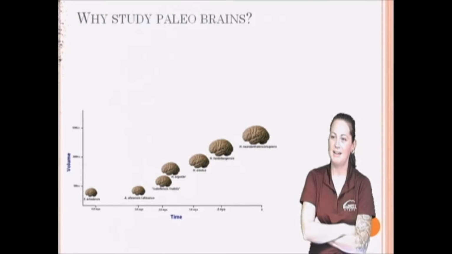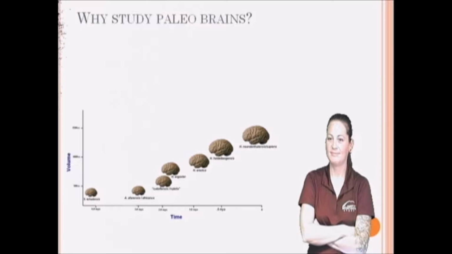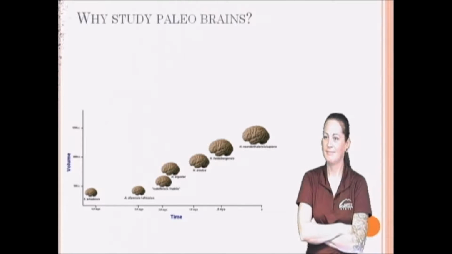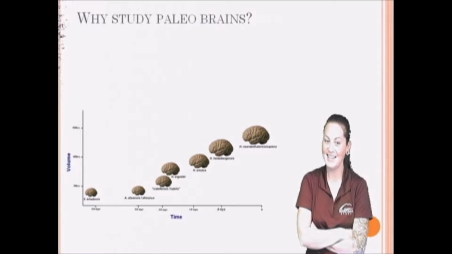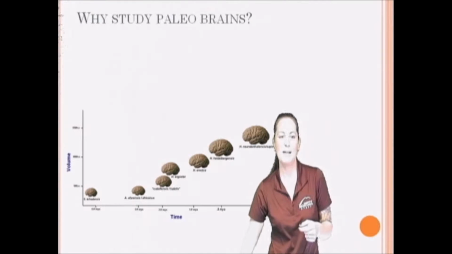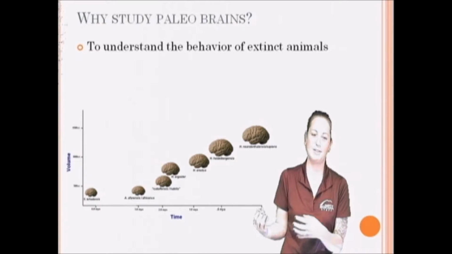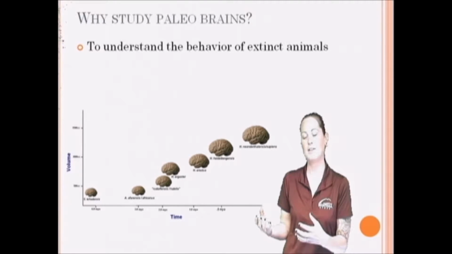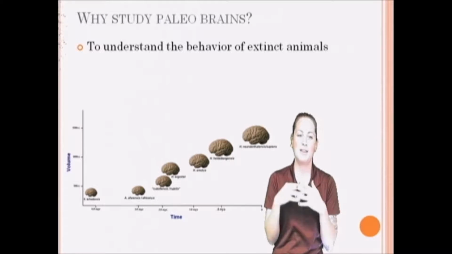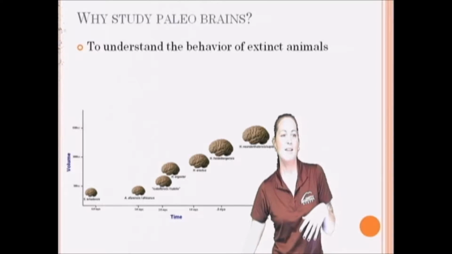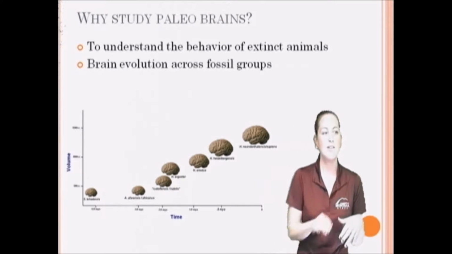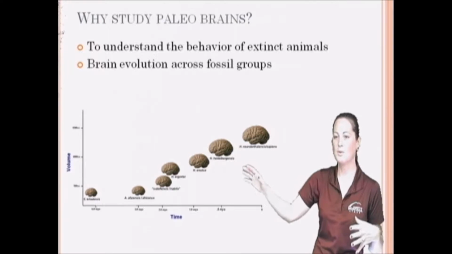So why would you study a modern brain? To better learn the way it functions? Exactly. Yeah, so that's one of the big reasons. So behavior is tied to brain evolution. So the behavior of an animal is very, very closely intertwined with the brain. Another way we can study brains is looking at the brain evolution across fossil groups, actually.